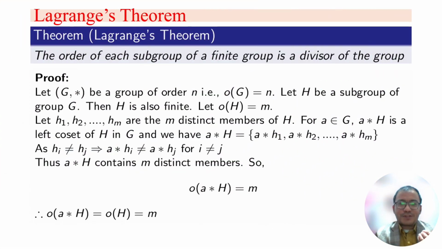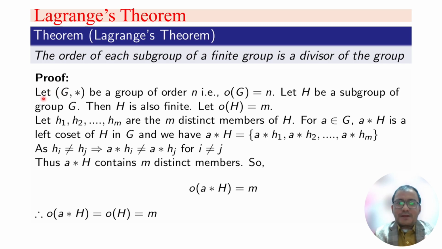Now we come to the important part, the Lagrange theorem. The theorem is stated like this: the order of each subgroup of a finite group is a divisor of the order of the group. It means if we are going to find a subgroup of a group, then the order of the group must be divisible by the order of the subgroup, otherwise we cannot say it is a subgroup. On this basis, let's try to prove it now.